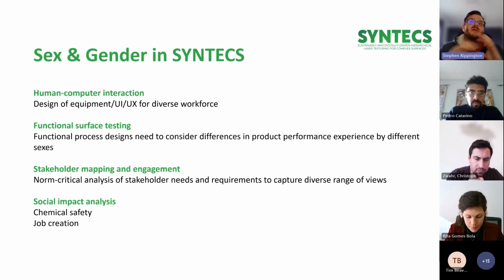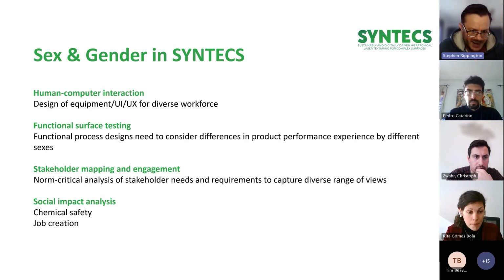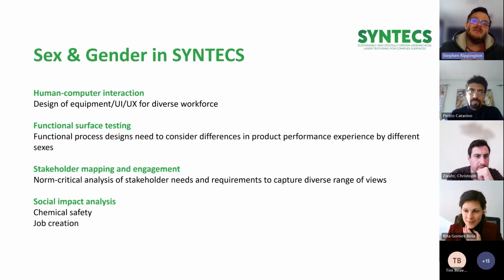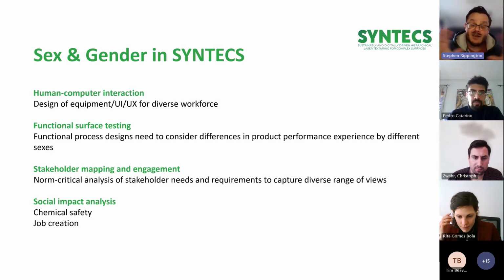Then we've got something that's more directly related to the products we're producing. So this functional surface testing. And there has to be an acknowledgement that functional process designs need to consider differences in product performance experienced by different sexes. So, for example, I believe we have a hip implant that we're looking at in the project, and doing some surface texturing on that, which is going to affect how it performs. Now, that whiplash case study earlier on shows that there's a biomechanical difference between males and females that we need to consider in terms of the design of the products. So there's that element as well.